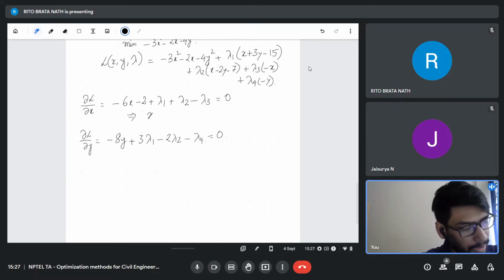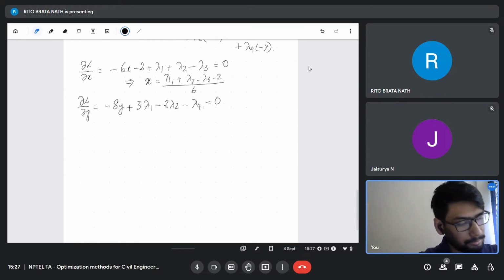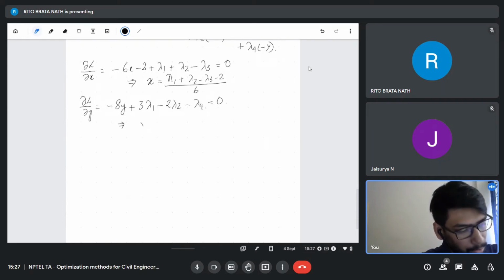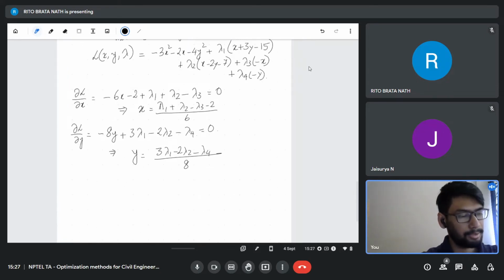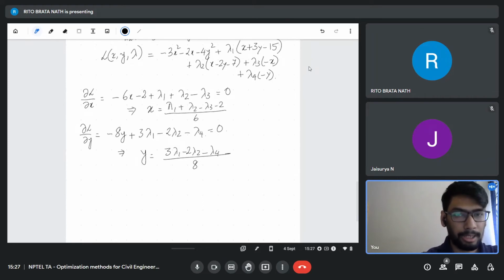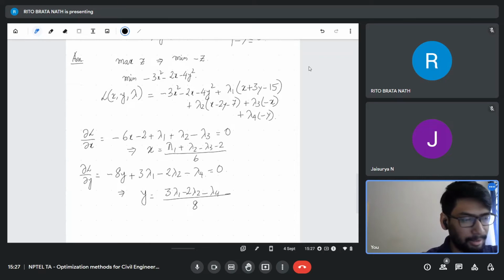So from here, you can write x equals lambda 1 plus lambda 2 minus lambda 3 minus 2, divided by 6. And from here you can write y equals 3 lambda 1 minus 2 lambda 2 minus lambda 4, divided by 8. So now, as before, you can eliminate some of these lambdas, but it's a bit tricky here.